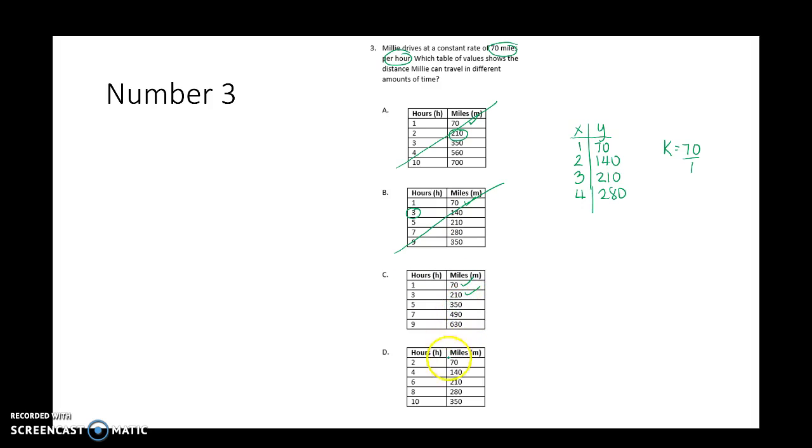So let me go down and look at the bottom. So I have 70 up top, that's right. But it says for 2 hours, is that right? No, we have 1, because it's 70 per hour. So there we go. We should definitely have our table and our constant on our paper. And let's go ahead and write the equation just to practice. So y equals 70x.